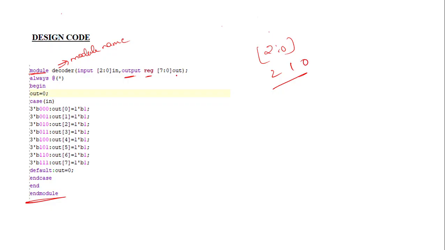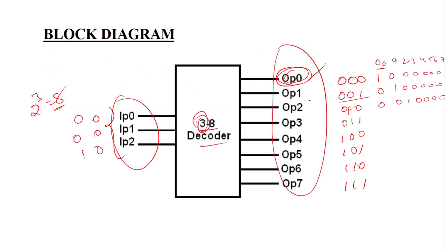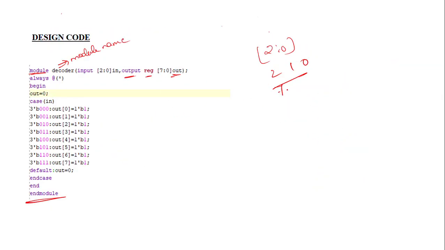Then reg 7 down to 0 of out. What is our output? It is 8 bits, so we write 7 down to 0, which means 8 bits. Why are we using reg? Because there is an always block. Whatever variables you use inside an always block or initial block, in this case the out variable, must be declared as the reg data type.